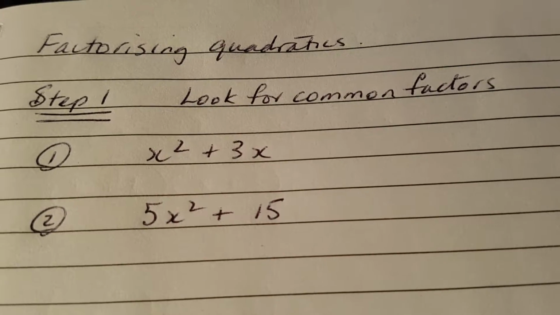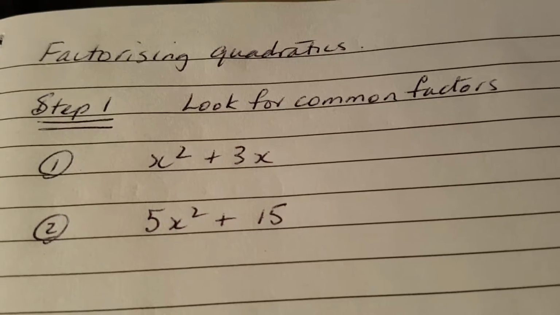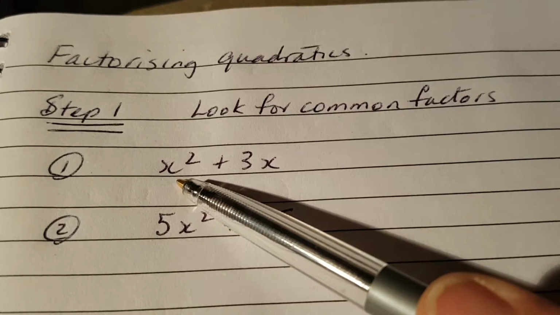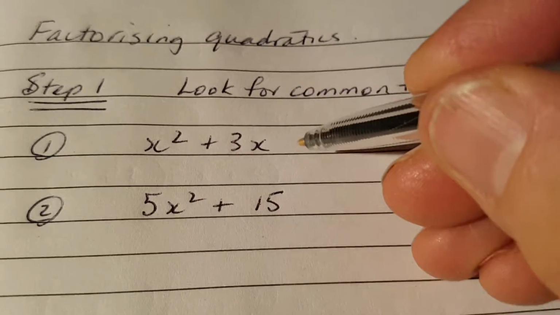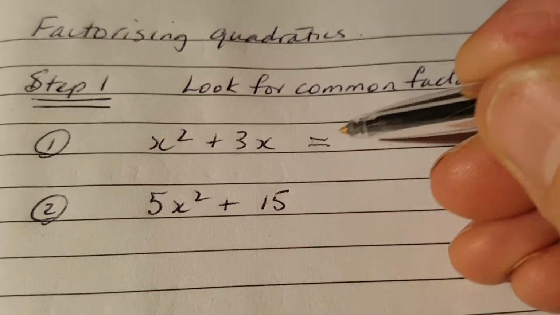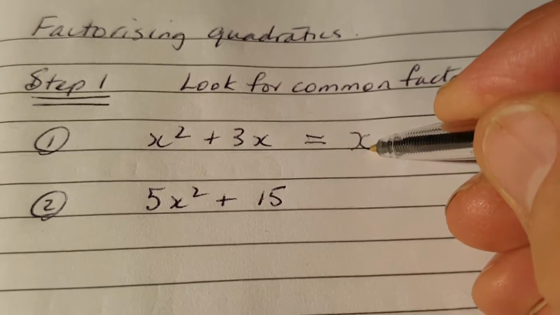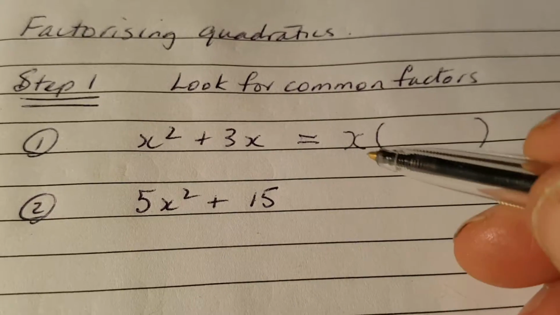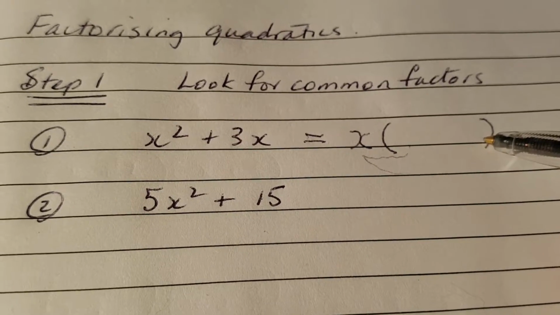The first one is look for something common to both terms. So here we have x squared and 3x. So that term there is x times x, and that term there is 3 times x. So we can see that there is an x that happens in each of them. If there's a common term like that, then we can write it outside a bracket and say this is going to be made up of x times something and x times something else.